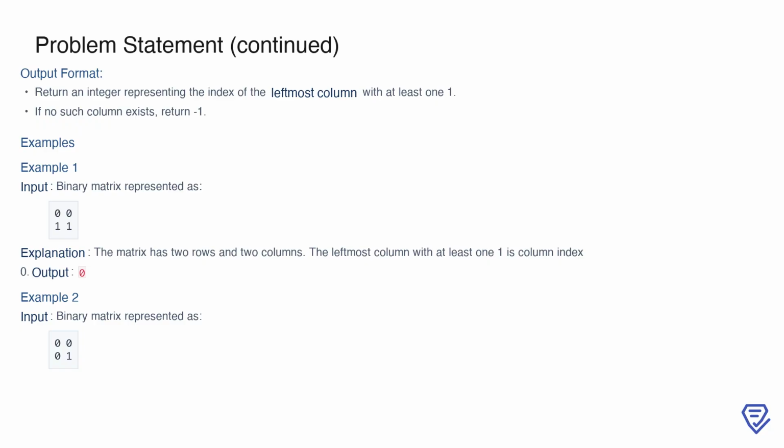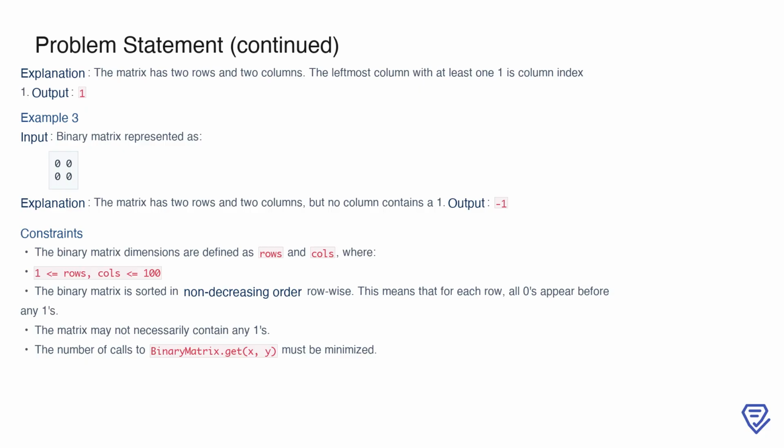In the first example, the binary matrix is represented as 2 rows and 2 columns, 0, 0 in the first row and 1, 1 in the second row. Since the leftmost column with at least one 1 is column index 0, the output is 0. Now consider another example where the binary matrix is again 2 rows and 2 columns, 0, 0 in the first row and 0, 1 in the second row. Here, the leftmost column with a 1 is column index 1, so the output is 1.